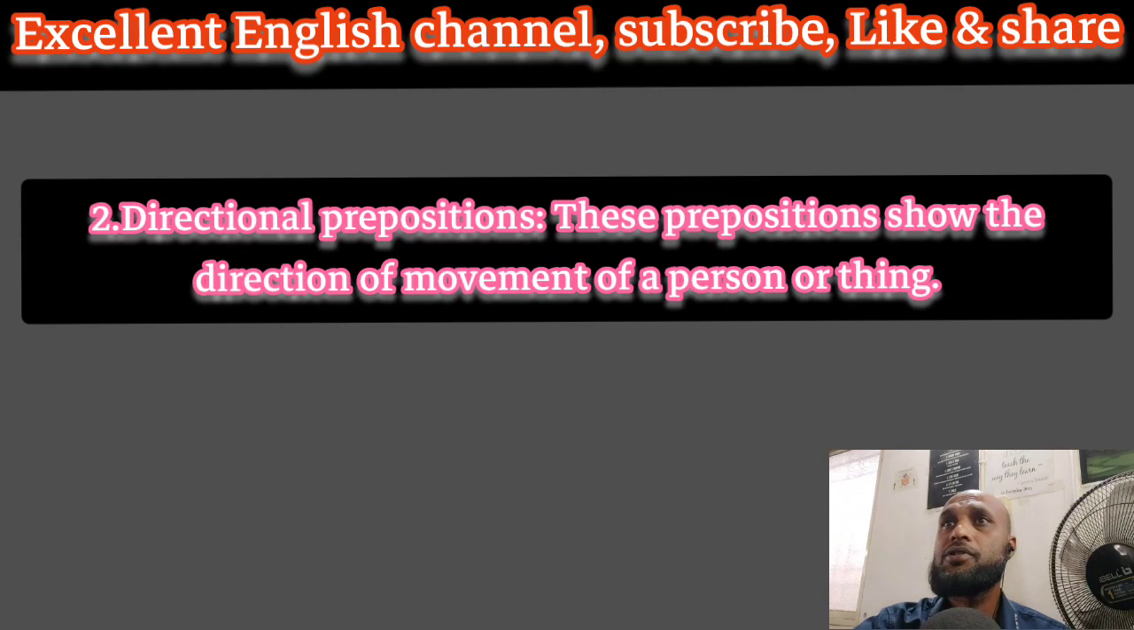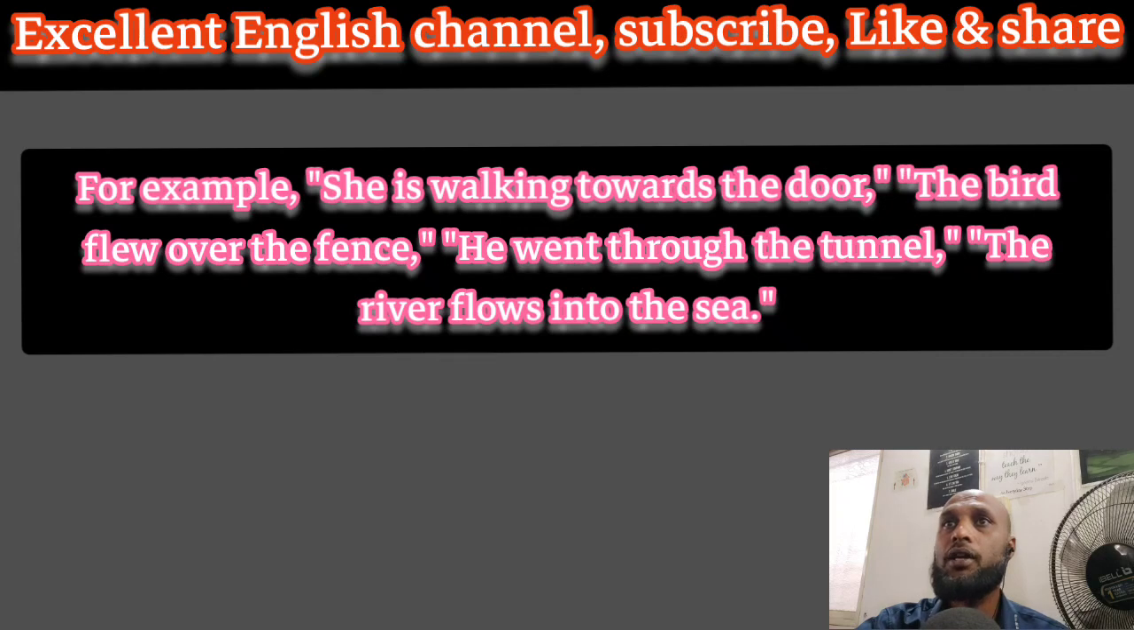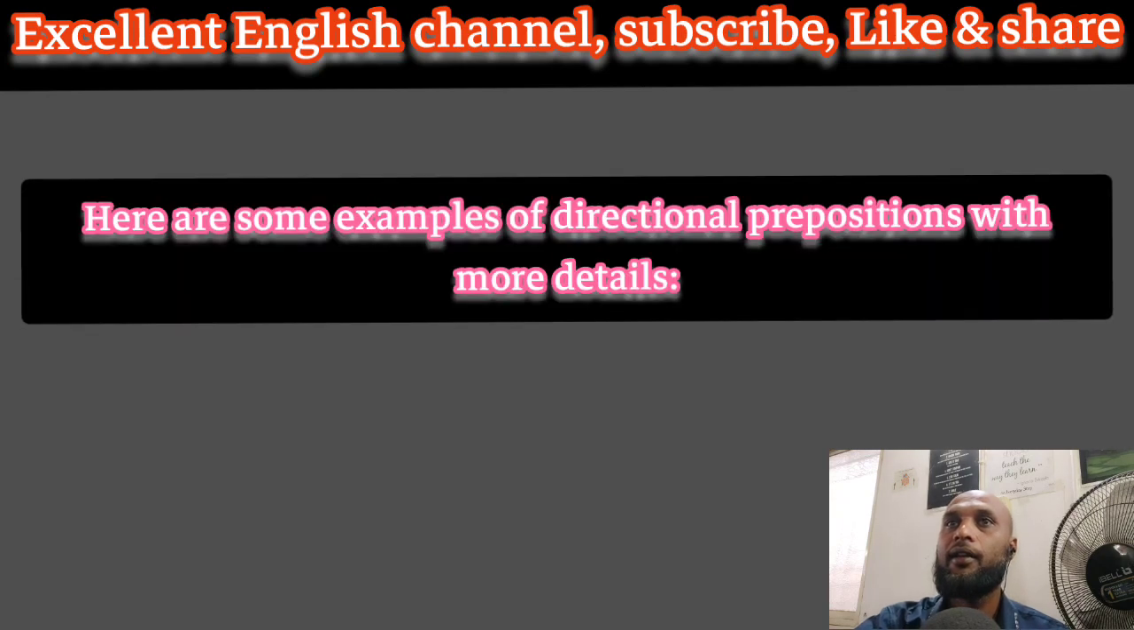These prepositions show the direction of movement of a person or thing. For example, she is walking towards the door. The bird flew over the fence. He went through the tunnel. The river flows into the sea. Now, here are some examples of directional prepositions with more details.